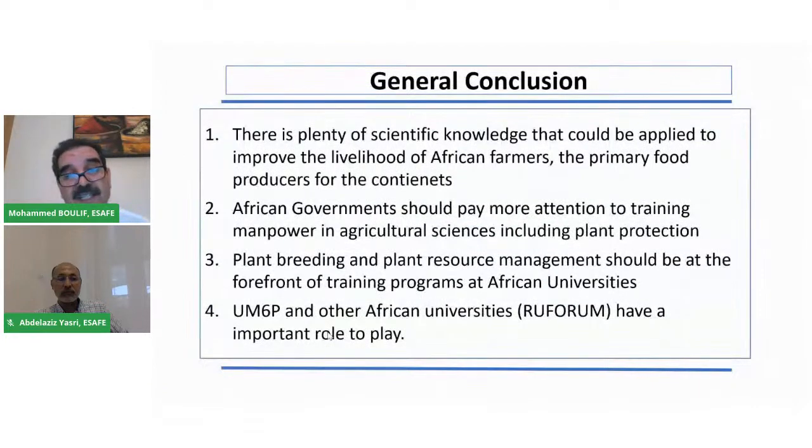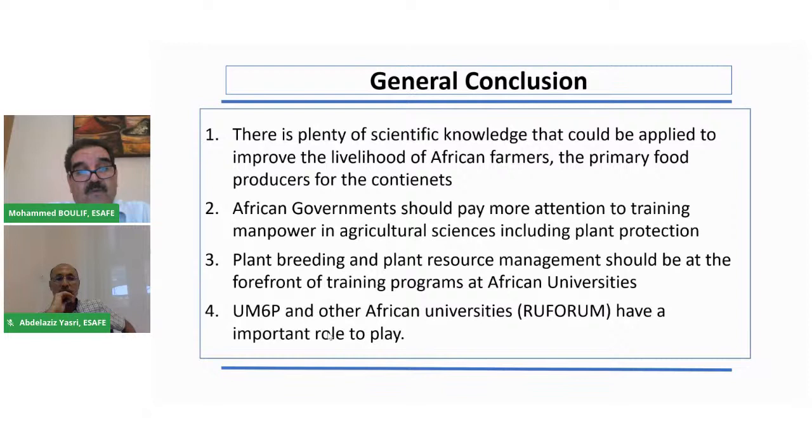In my general conclusion, I have to leave you with these 4 points. There is plenty of scientific knowledge that could be applied to improve the livelihood of African farmers, who are the primary food producers for the continent. I must correct some mistakes there, sorry.